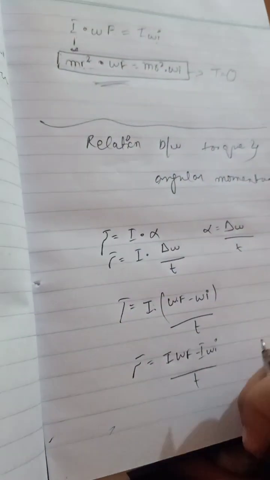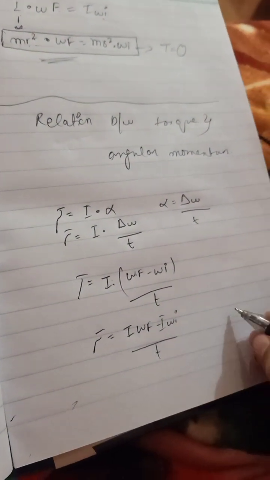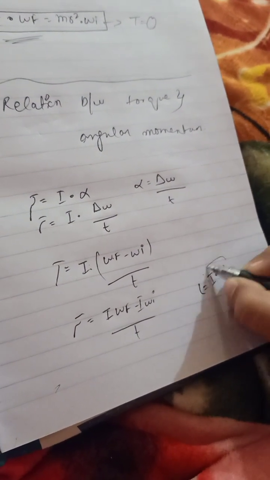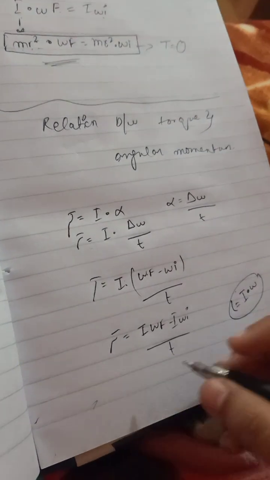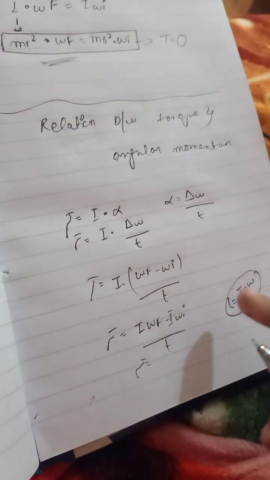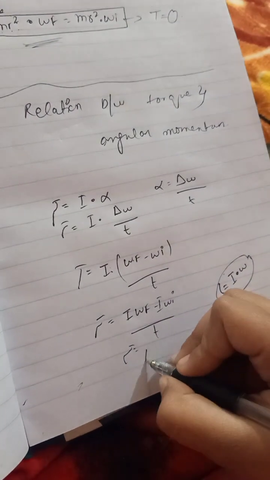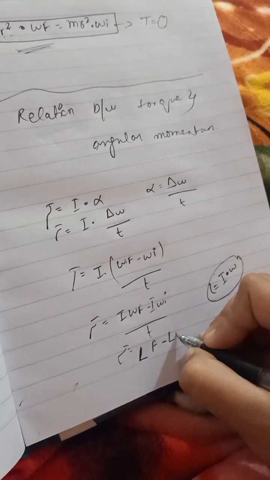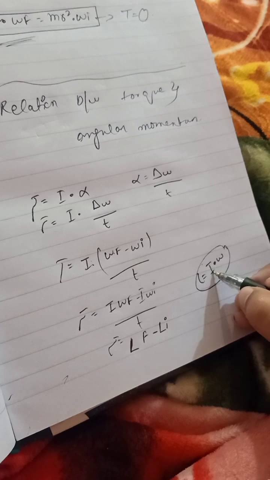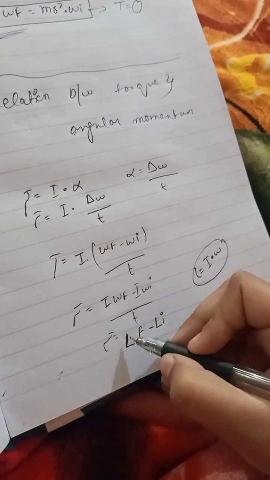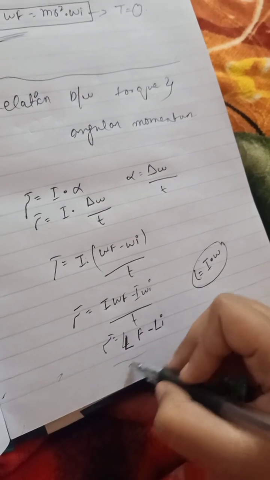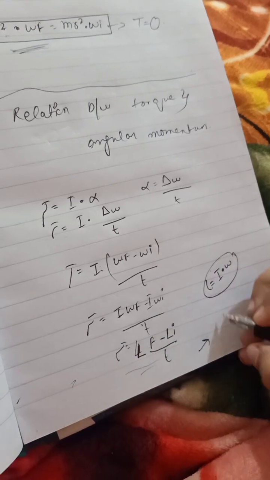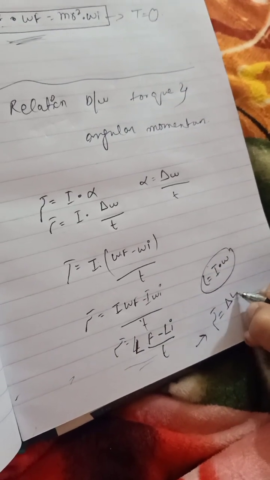As you all know, the formula of the angular momentum is the moment of inertia into the angular velocity. So we can write L is equal to I omega, giving L final minus L initial. Then this is divided by the time, so this is the change in the angular momentum upon time.